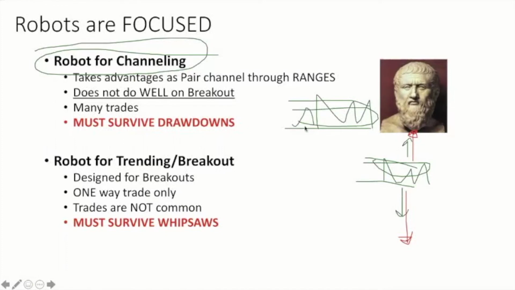For the channeling grid, if it goes up here or does that, it must be able to survive drawdowns. Whereas for the breakout grids that only trigger when you have breakouts like this or like this, it must survive whipsaws. And I think you see a lot of whipsaws in Forex, right? Forex can go up and down, and then it can really go back into the grid.